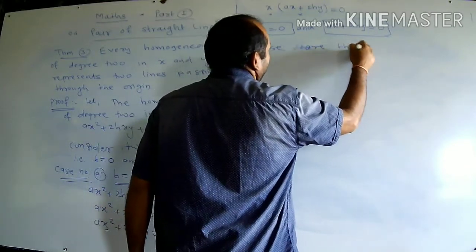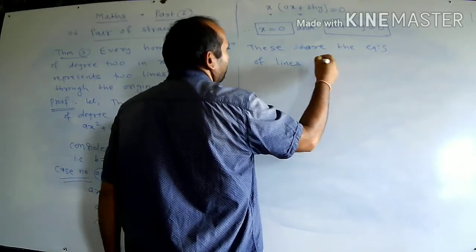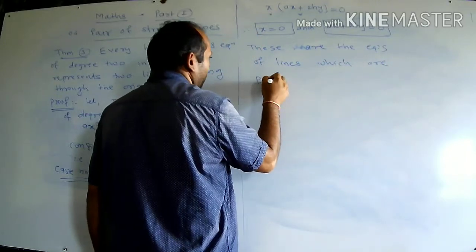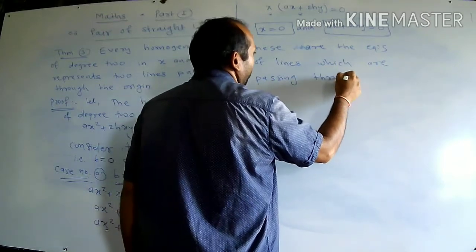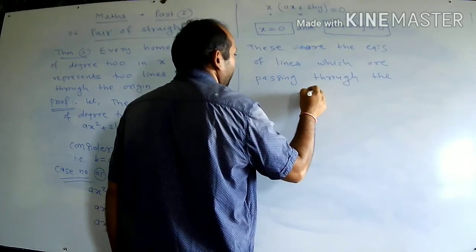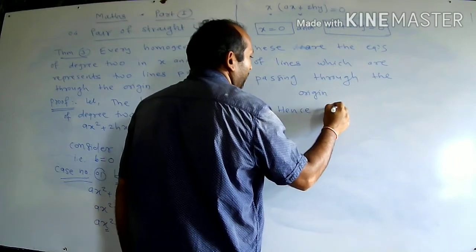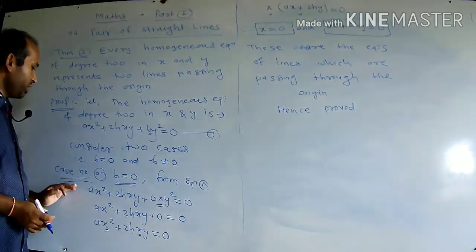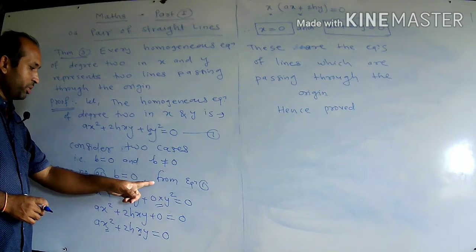So these are the equations of lines which are passing through the origin, and this is our required answer. Hence our theorem is proved here. Hence proved. So this is the case first, condition number 1, that is b equal to 0.